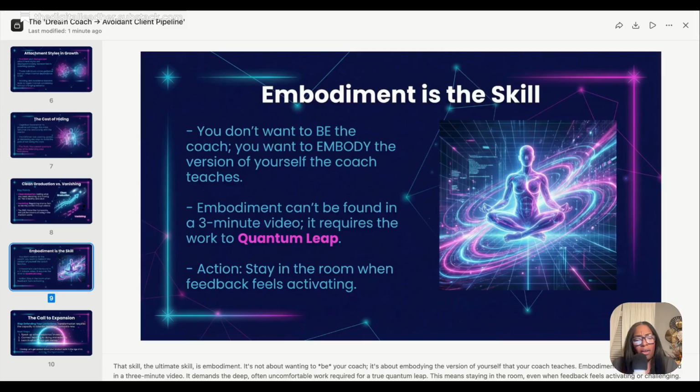And you can come and get all the messaging help, all of the content help, the strategy. Oh, I'm trying to glean off a coach's post, or this coach showed me how to put this ad together, but we're not embodying anything in the room. Stay in the room when feedback feels activating.